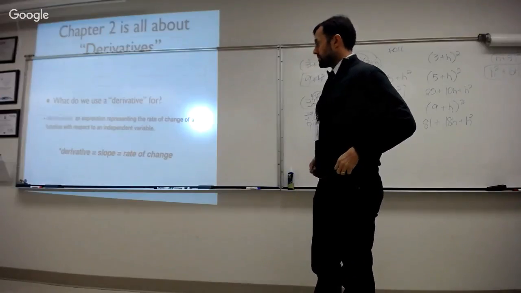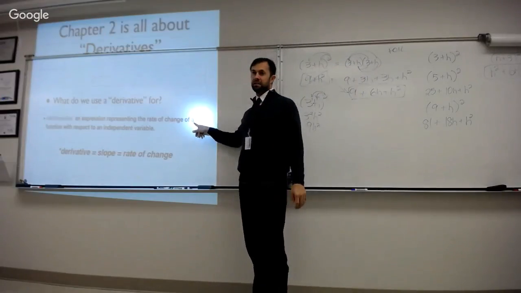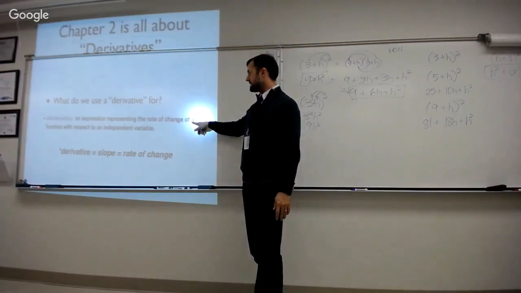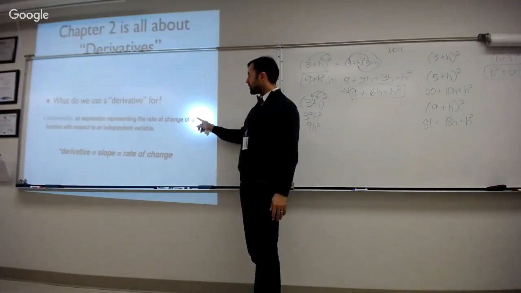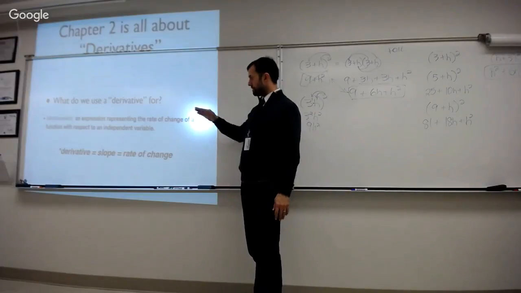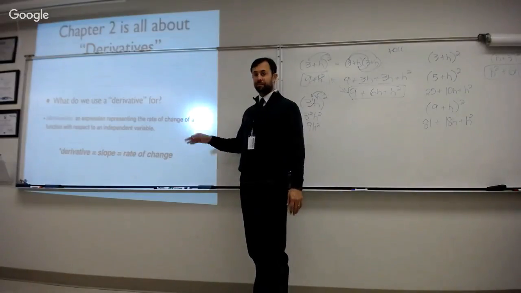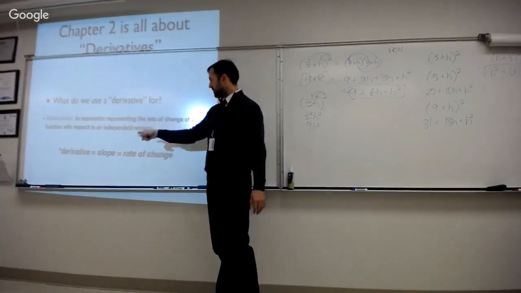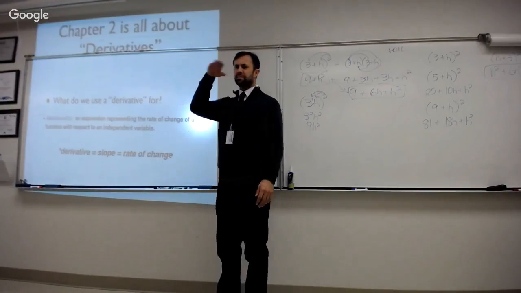Now, what do we use the derivative for? I just took this right out of an online dictionary. It says derivative in mathematics is an expression representing the rate of change of a function with respect to an independent variable. So the derivative, really key, is you're going to write both of those things down. Again, just put it up at the top of that paper.